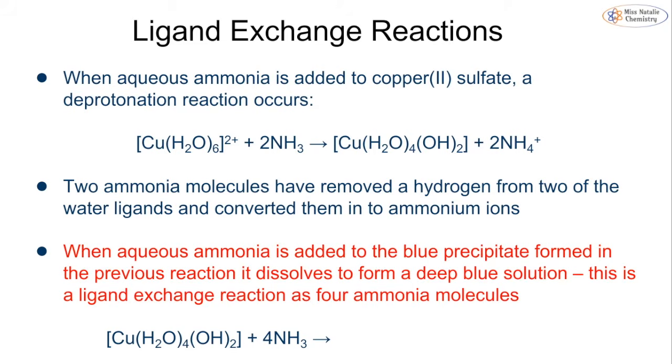Now we do get ligand exchange reactions, and this is exactly what it sounds like, where one or more of the ligands is swapped out for something else. So when we've got that deprotonation that we just looked at for the aqueous ammonia, we've taken 2 ammonia molecules to each remove a hydrogen to convert them into ammonium. When this is added, we get this same blue precipitate.